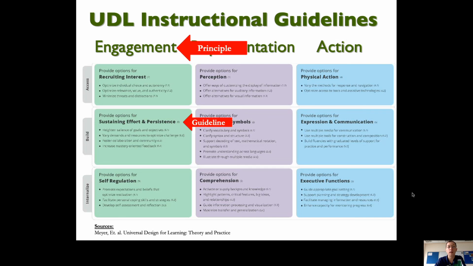Next, we have what we call the guidelines. So the guidelines are the overarching areas that we want to look at that correspond to sub-skills, which we call the checkpoints. And so let's just use this one as an example. So under the principle of engagement, multiple means of engagement, where we're activating the affective network, really trying to use what we know about the brain to help the students become expert learners, we want to help them, in this example, with this guideline, sustain effort and persist.